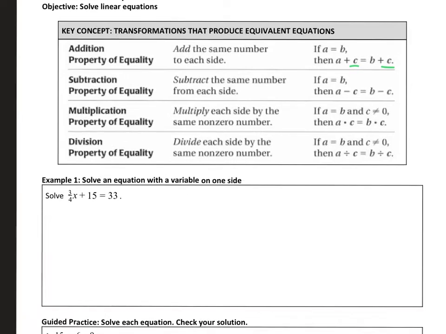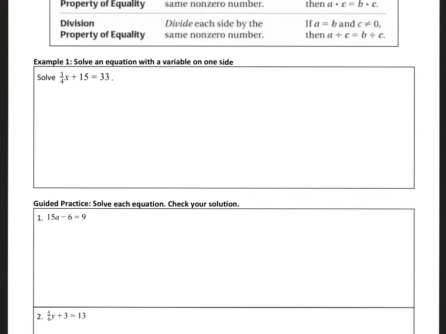Now, the first example, we're just going to kick it right off with some fractions. 3/4 x plus 15 equals 33. So, if we remember from solving last year, year before, the first step for me to solve for x, I would want to subtract 15 from both sides. So I'm going to do minus 15, minus 15. 3/4 x remains the same, and that equals 18. All right? So 3/4 x equals 18.